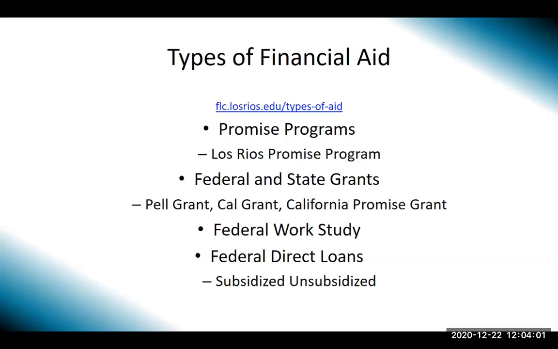There are two types of loans offered, subsidized and unsubsidized. Subsidized loans do not accrue interest while you're in school. It will only start accruing interest 6 months after you graduate, drop below halftime, or withdraw, and that's when you begin repayment. An unsubsidized loan, on the other hand, will begin accruing interest once it has been disbursed.